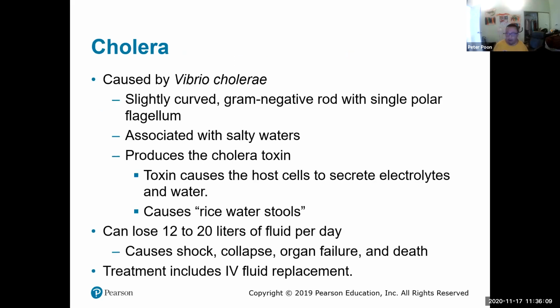Vibrio cholerae. Apparently I lost one of my ancestors to this, not that I ever met them. Cholera is caused by Vibrio cholerae. It is a gram-negative rod.